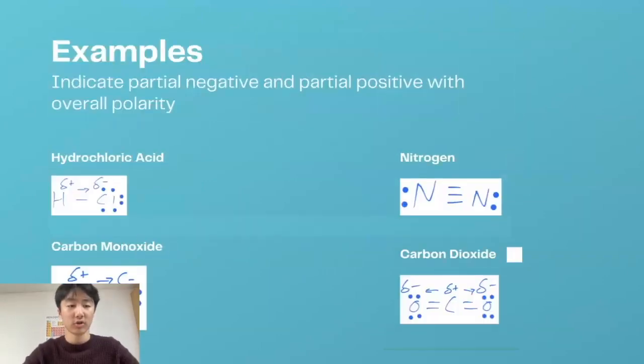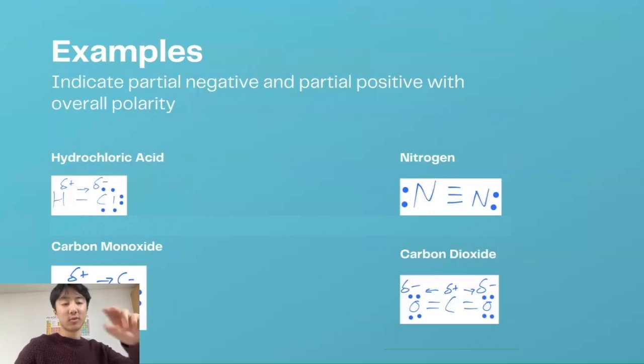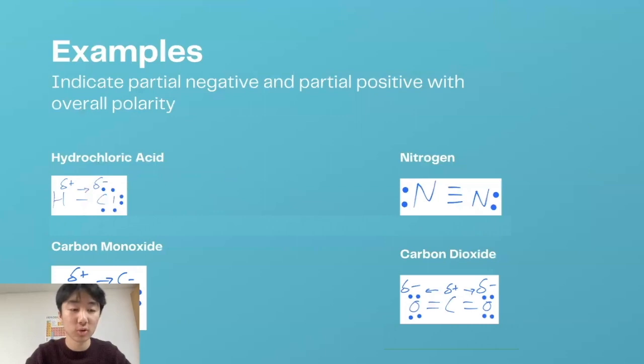And so some examples of these, there are 4 examples up here: hydrochloric acid, nitrogen, carbon monoxide, and carbon dioxide, right? Monoxide, mono meaning 1, dio meaning 2. That's the difference between the two. Partial negative, partial positive, partial negative is the atom that has a greater tendency to gain an electron. So the more attractive forces will go to the partially negative side, which creates a polar molecule.